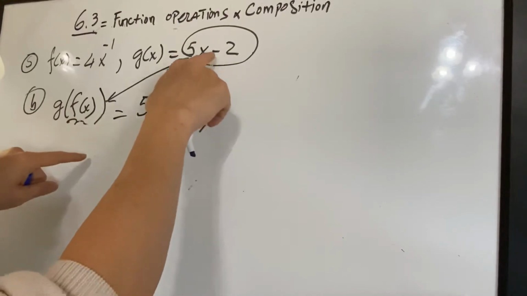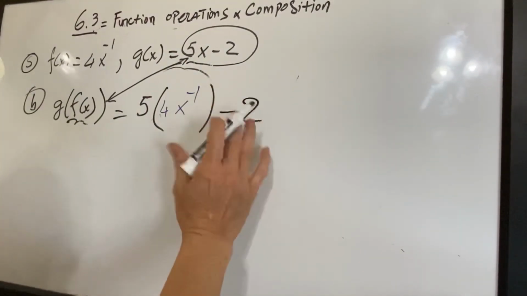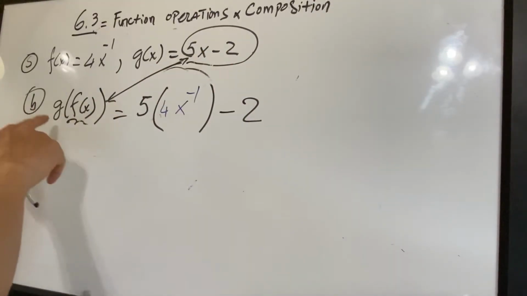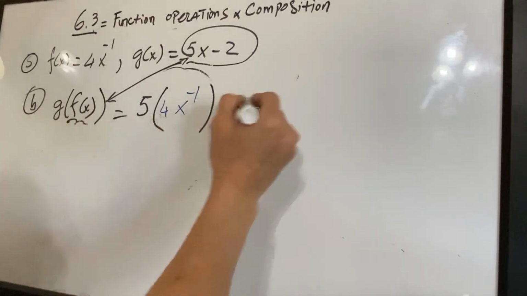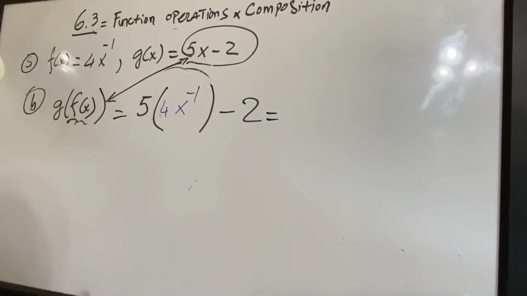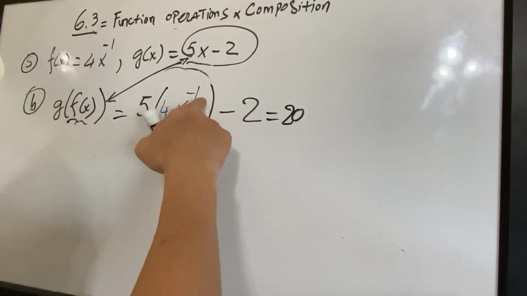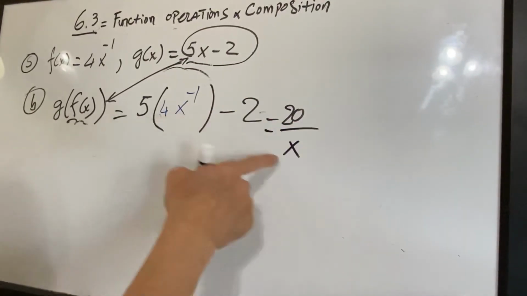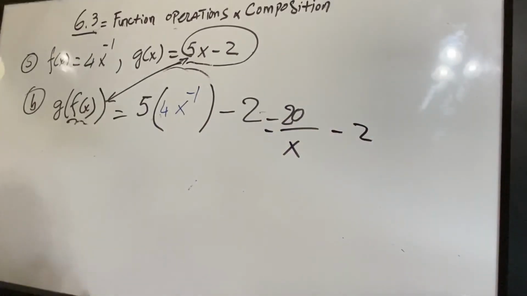Now, the minus 2 right here goes along by itself right there. Okay, because minus 2 right there. So that is your g of f of x. Can I complete this and simplify that? What is 5 times 4? 20. Okay, 20. X to the negative 1 is simply what? 1 over x, just to give you a clear picture. Okay, and then minus what? Minus 2. There we go.